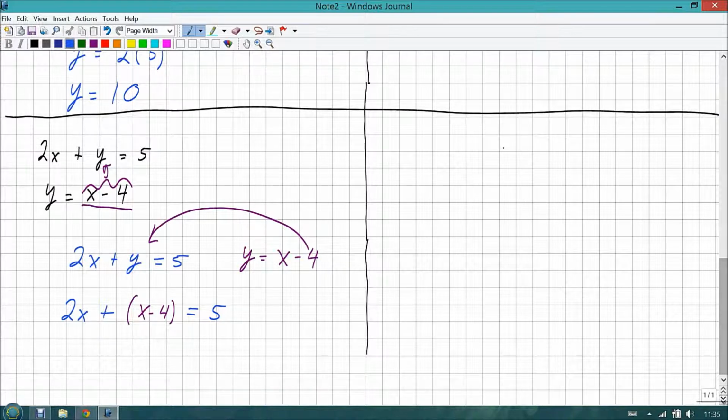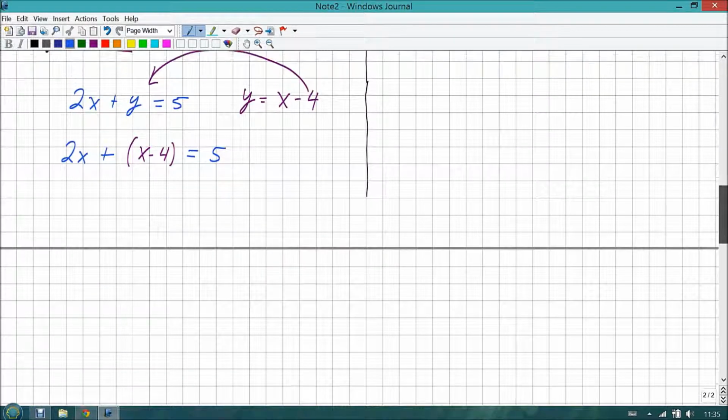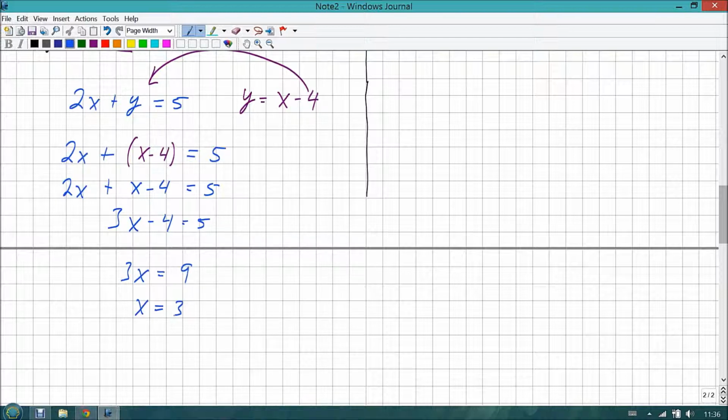I then perform my normal operations to try to isolate the x. So I would have 2x plus x minus 4 is equal to 5. Combining like terms, we have 3x minus 4 is equal to 5. Add 4 to both sides, we have 3x is equal to 9. Divide both sides by 3, we have x is equal to 3.